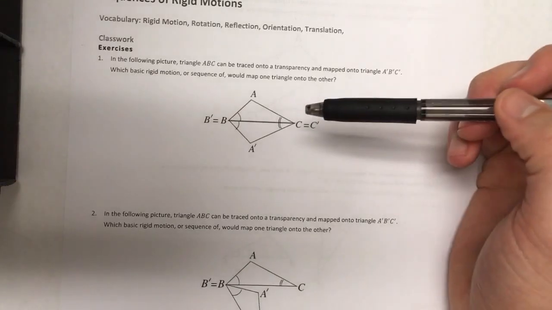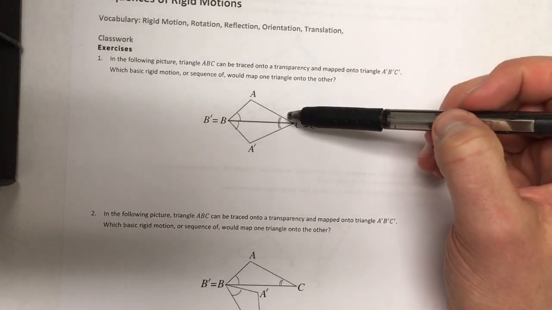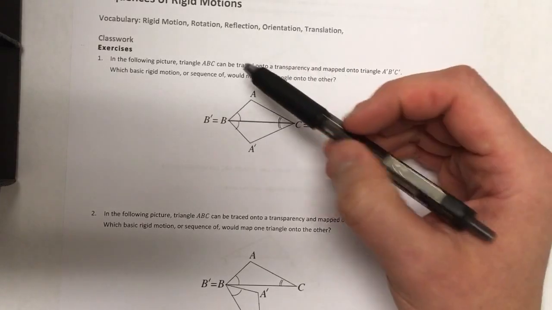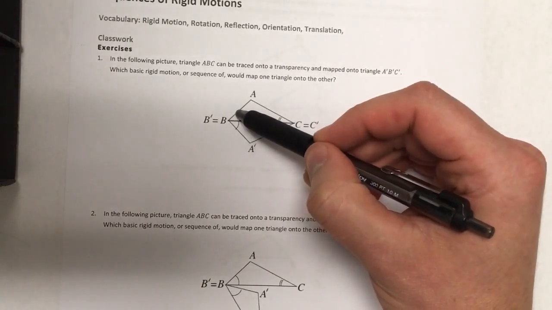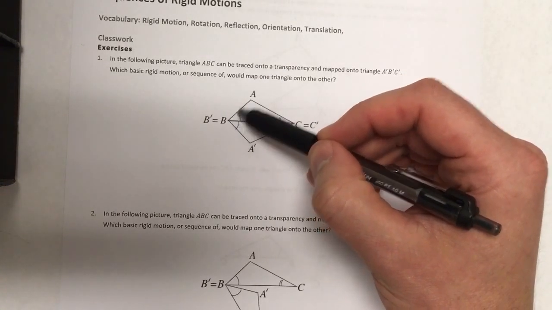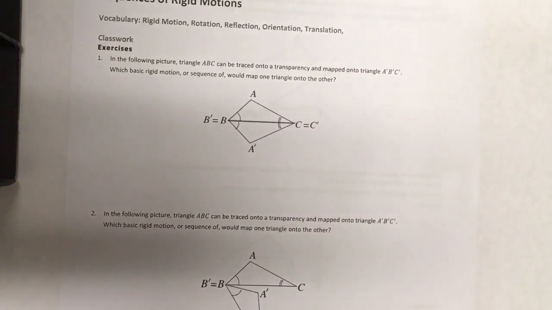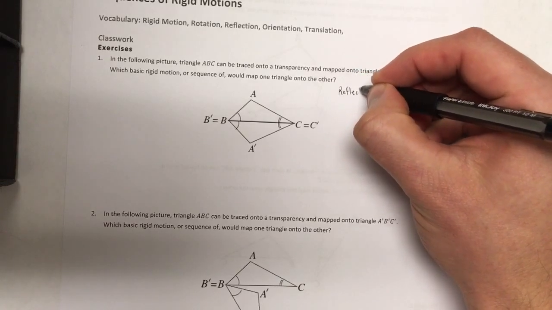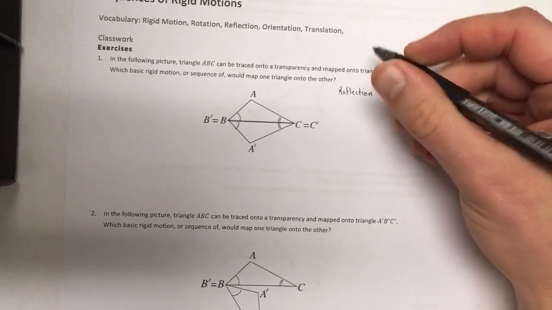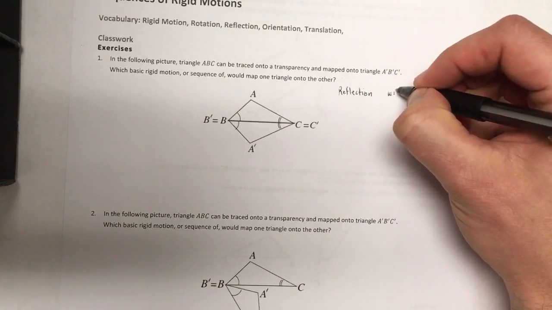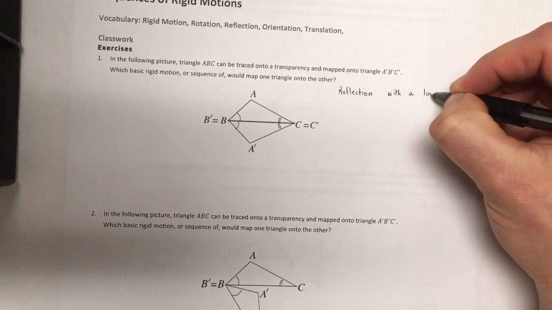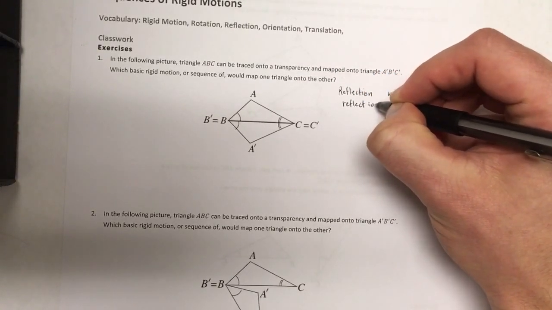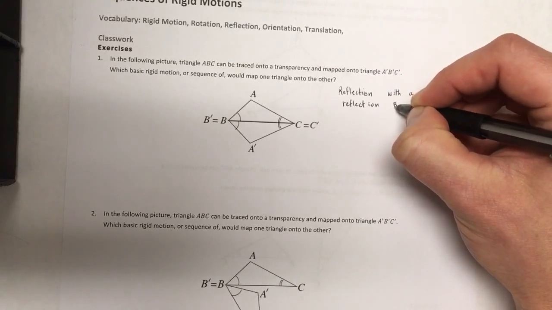And so if you're looking at this, we know through rigid motions that angles are preserved. So one thing I would notice is that angle B from the original triangle is just down here, C to C and A to A. And I would identify this as a reflection with a line of reflection BC.